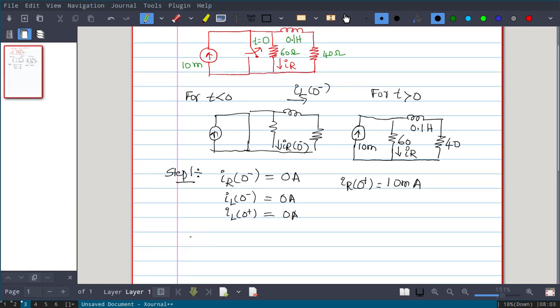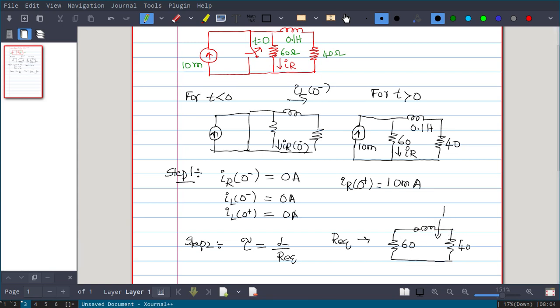Okay, step two, we have to calculate now tau. So tau is in this case L divided by R equivalent. So we have to calculate R equivalent because we have two resistors. What is the procedure for finding R equivalent? First, deactivate the independent source. How to deactivate a current source? Make it open. So next, this resistance and this resistance are appearing across this inductor.